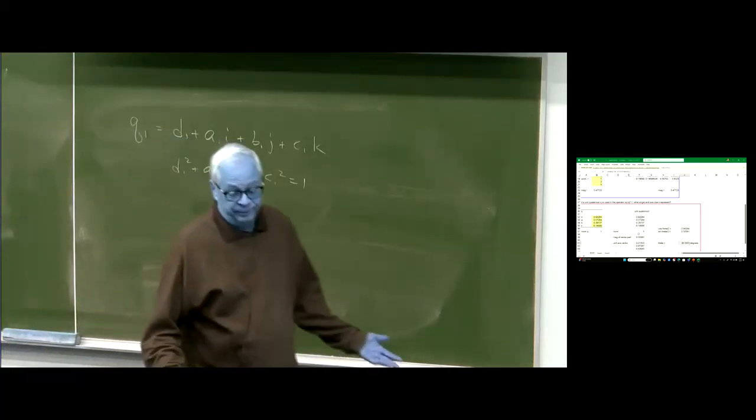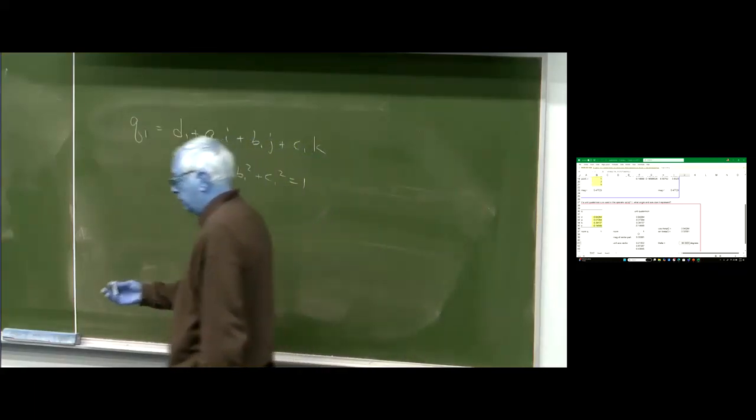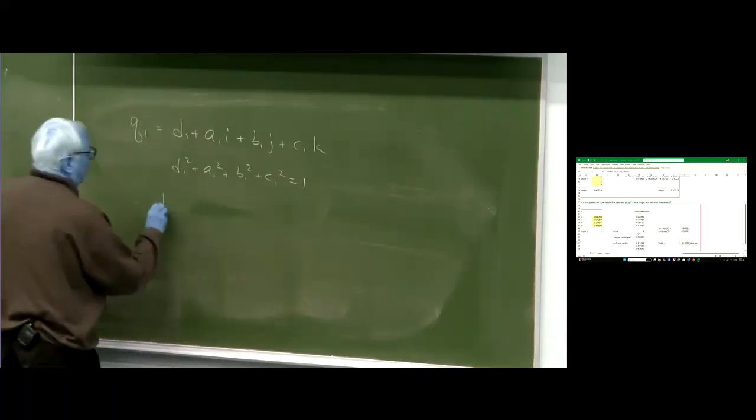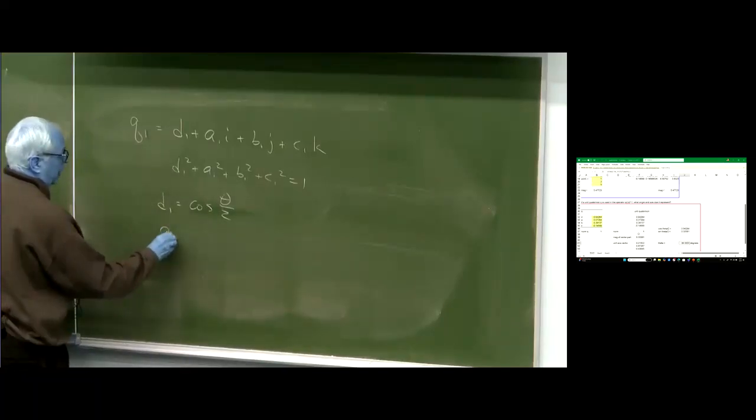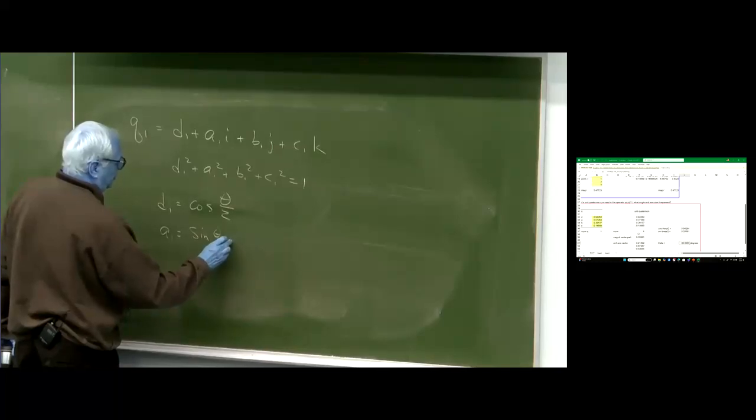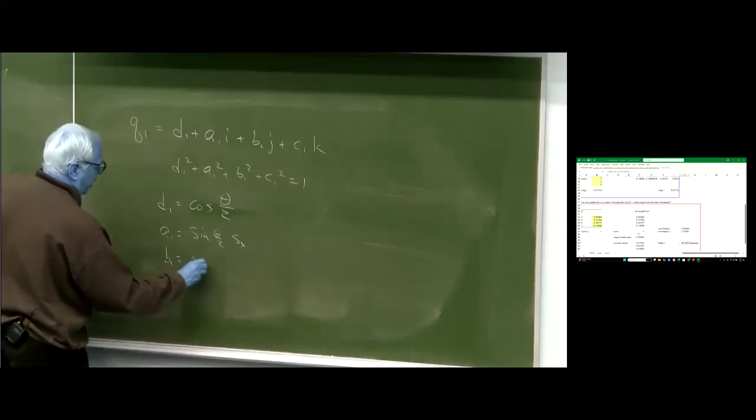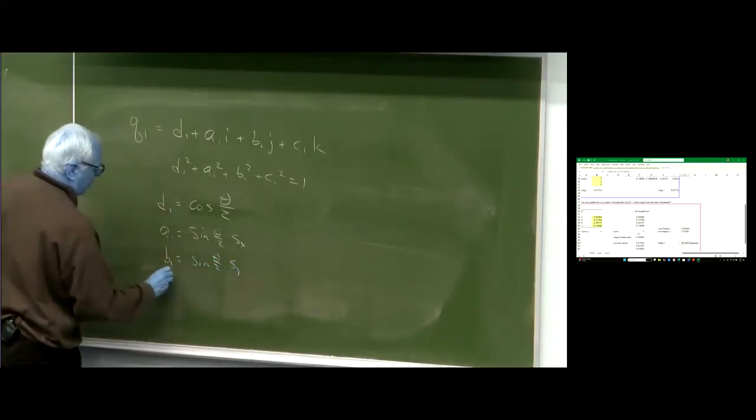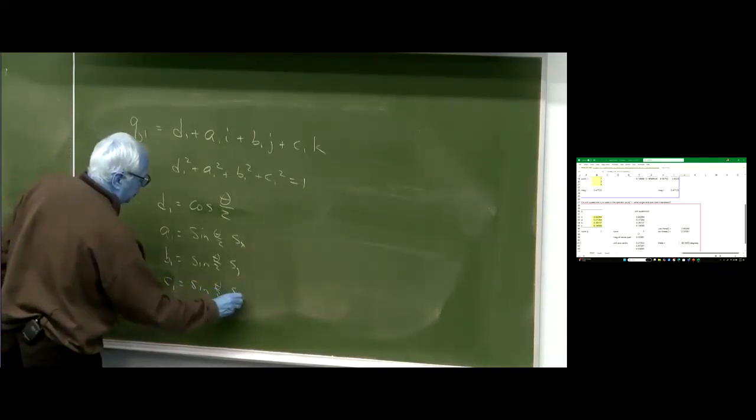I would like to be able to look at that quaternion and say, what the heck, it represents that this body has been rotated by some angle theta about some axis S. I'd like to know what that was. Well, I know right off the bat that this D1 has to be the cosine of half the angle of rotation, and I know that A1 is sine of half the angle of rotation times Sx, and I know that B1 is the sine of half the angle of rotation times Sy, and I know that C1 is the sine of theta over 2 Sz.